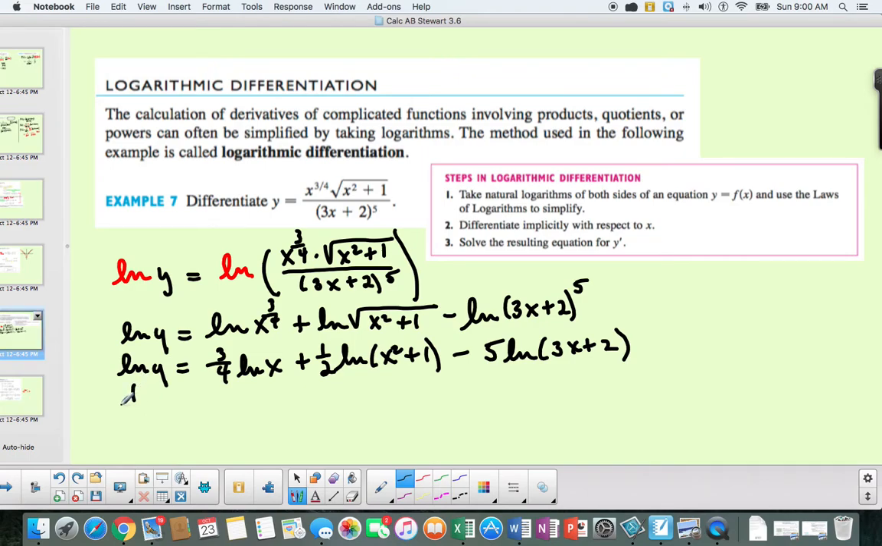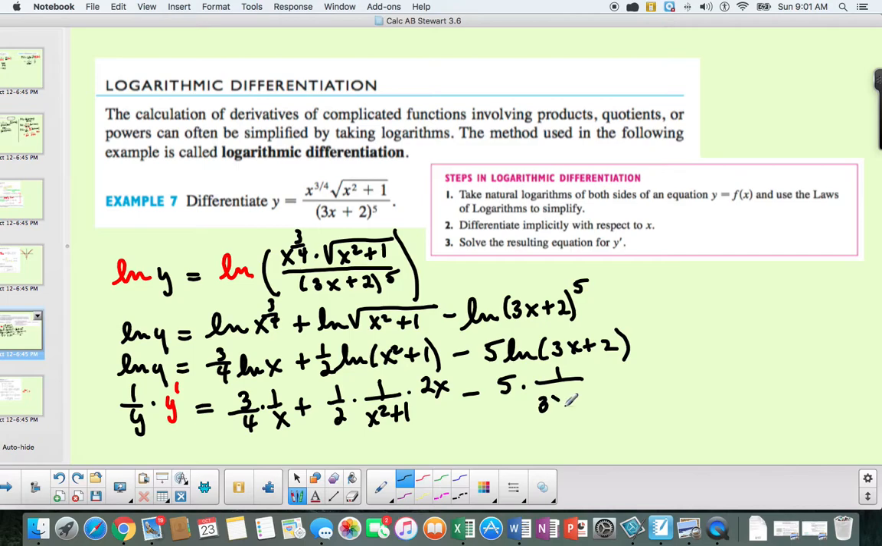So this will be 1 over y times, chain rule, y prime, equals, and then you just go ahead and start taking the derivative. 3/4 times 1 over x plus 1/2, 1 over the argument, times 2x, that's my chain rule, minus 5 times 1 over the argument, times the chain rule.